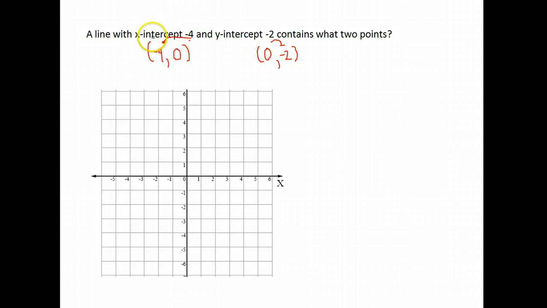Let's put those on the graph. X-intercept at -4 means it crosses the x-axis right here at -4, which, look there, is the point -4, 0. Y-intercept at -2 means it crosses the y-axis at -2, which, look there, is the point 0, -2. And that's what our line would look like.